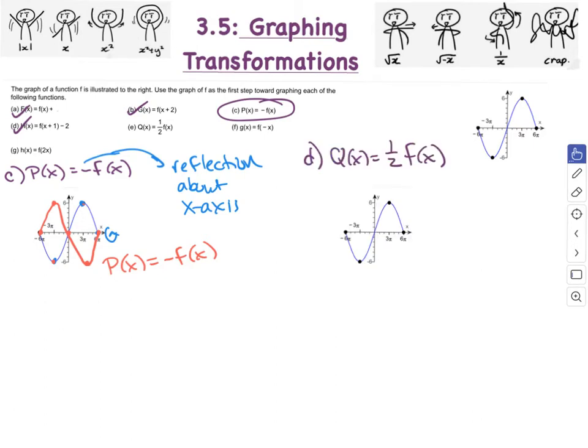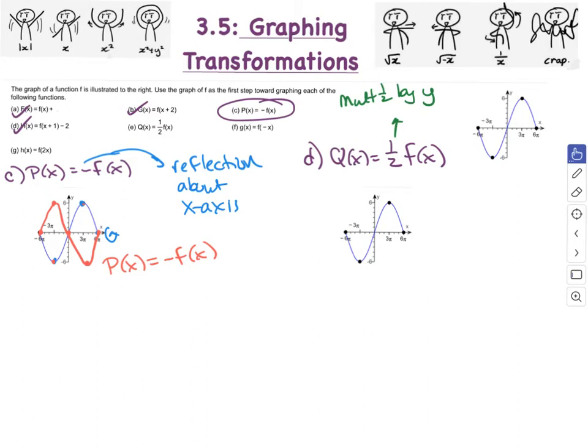To do part E, because we did D in the previous video, we have q of x equals 1/2 of f of x. Now remember, this was a sort of stretch, and what I recommended for these stretches was to plot some points. So what I want you to notice is this is multiplying 1/2 by the y value, or by the f of x value.